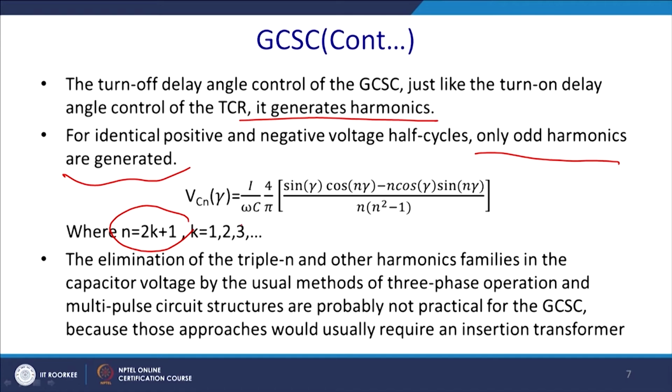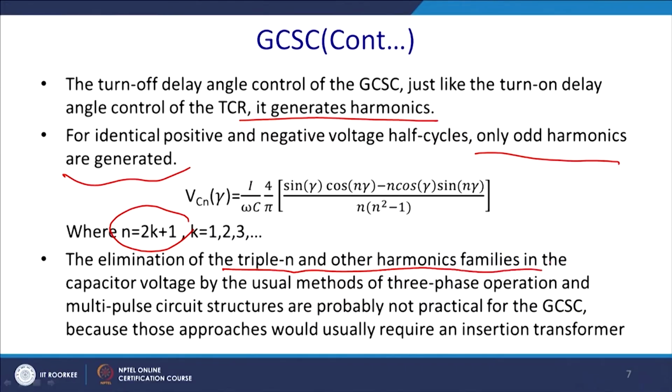We eliminated the harmonics by different kinds of delta connection in the case of the TCR, and the same principle can be used here. But elimination of the triplen and other harmonic families in the capacitor voltage by the usual method of 3-phase operation and multiple circuit structures is probably not practical in the case of the GCSC, because those approaches would usually require insertion of a delta transformer. So, how can we get rid of those harmonics then?